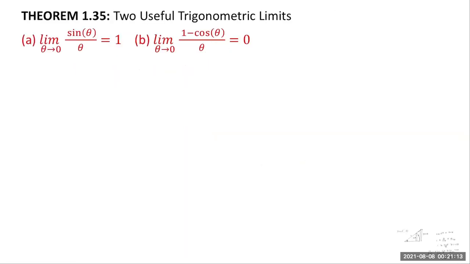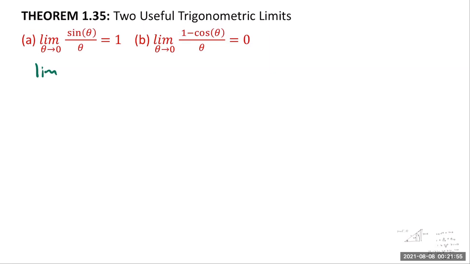Then we have these very useful trigonometric limits. Two trigonometric limit formulas. The limit as theta approaches 0 of sine theta over theta is equal to 1. The other part is the limit as theta approaches 0 of 1 minus cosine theta over theta, which is equal to 0. So in this theorem, I want to prove the first part, and I'll leave the second part as an exercise.